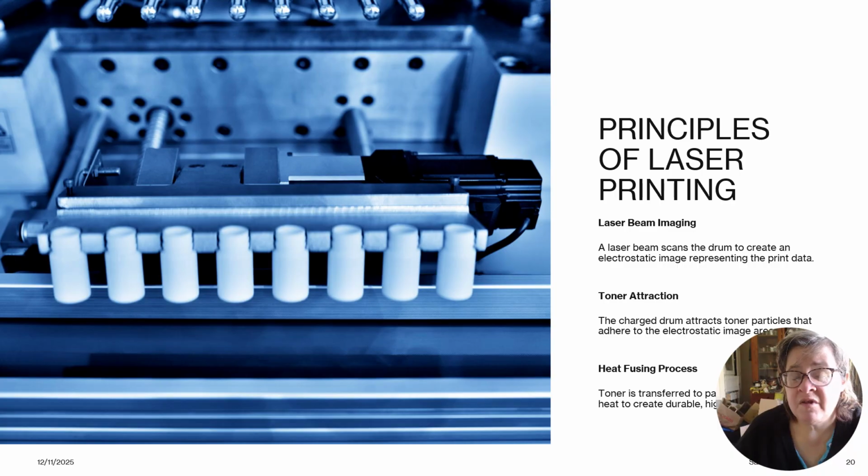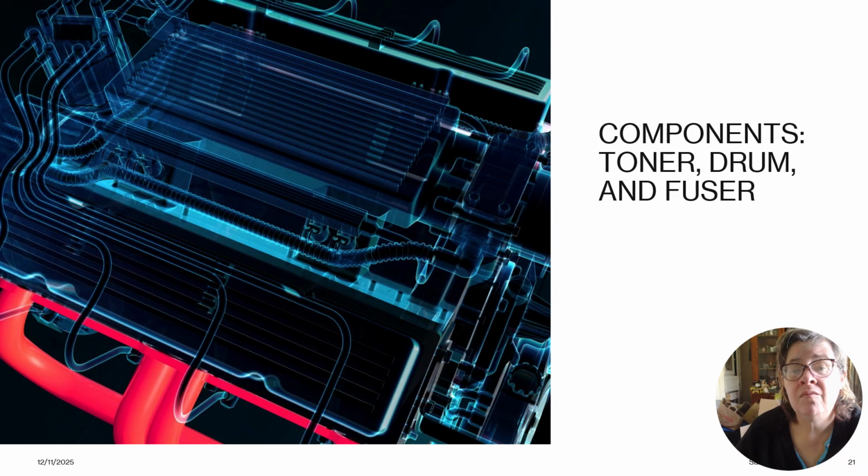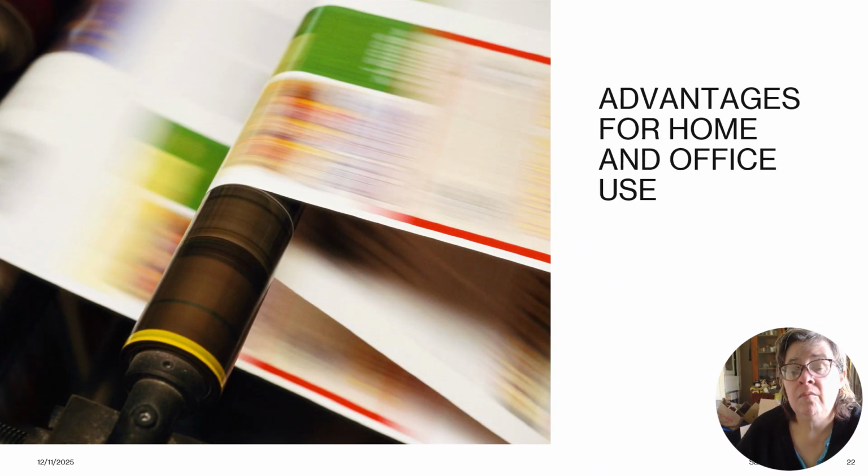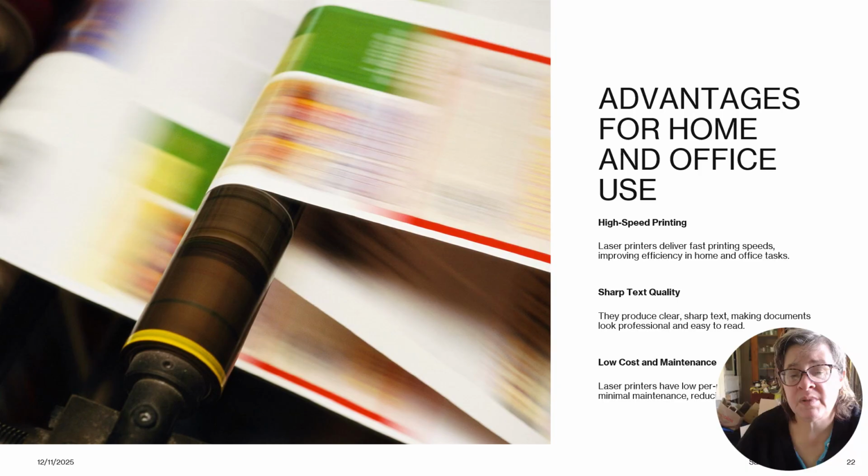Laser printers use a laser beam to form an electrostatic image on a drum which attracts toner particles transferred to paper and fused with heat for durable prints. Key components include the toner cartridge containing powdered ink, the drum unit that holds the electrostatic image, and the fuser that melts the toner onto the paper for permanent adhesion. Laser printers are favoured for high-speed printing, sharp text quality, low per-page cost and low maintenance, making them ideal for both personal and professional settings.